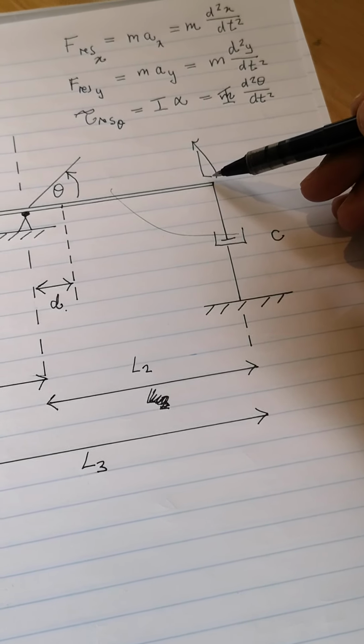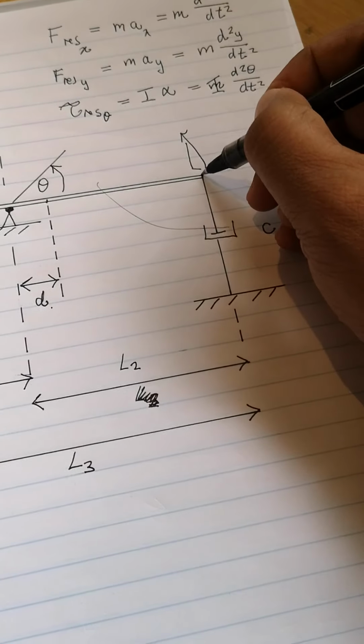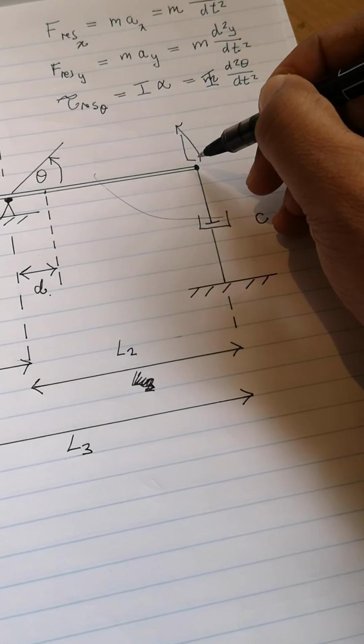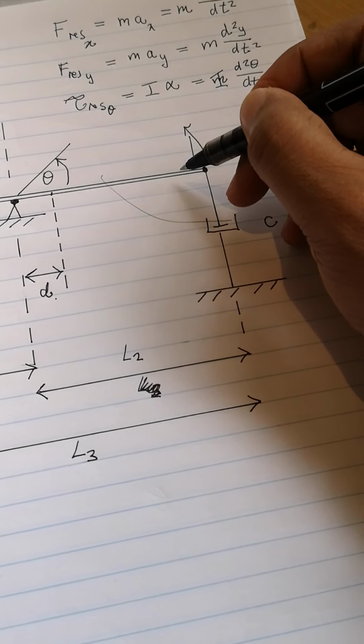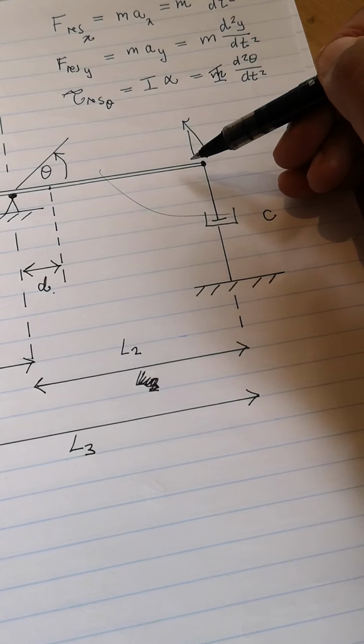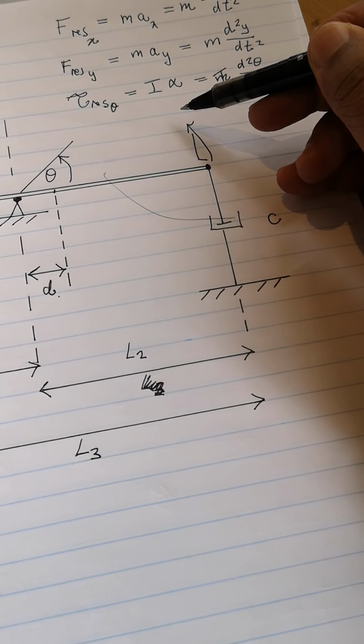So if we pivot the rod, it will move the end point of the rod by a certain amount in the horizontal direction and by a certain amount in the vertical direction.